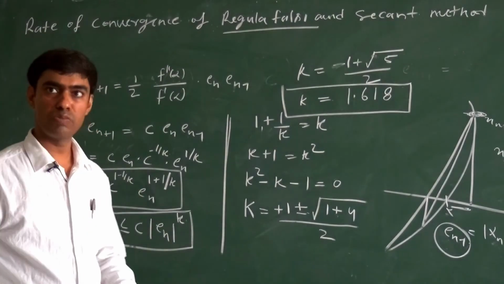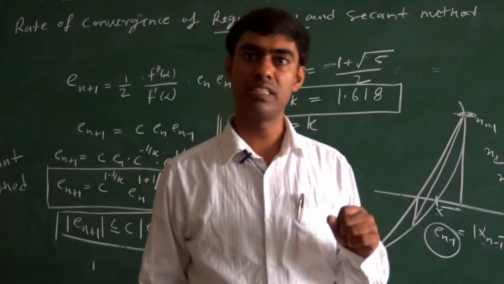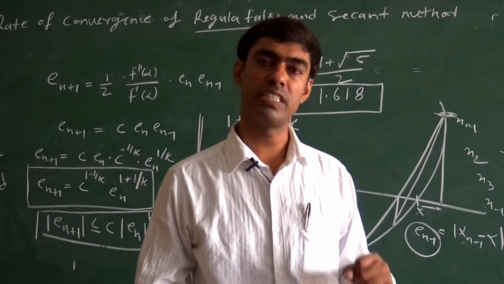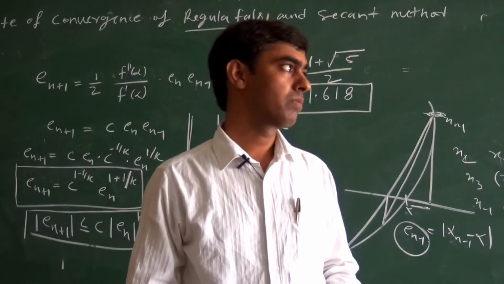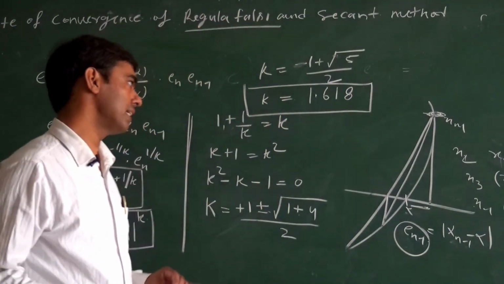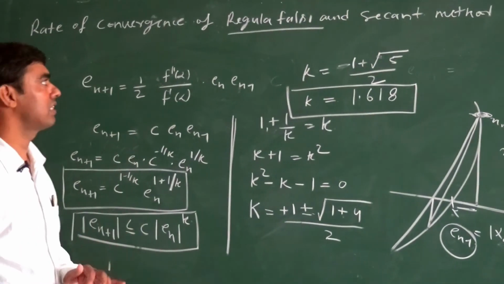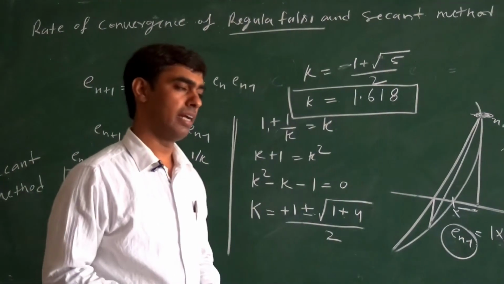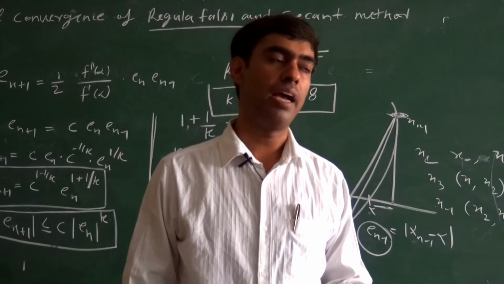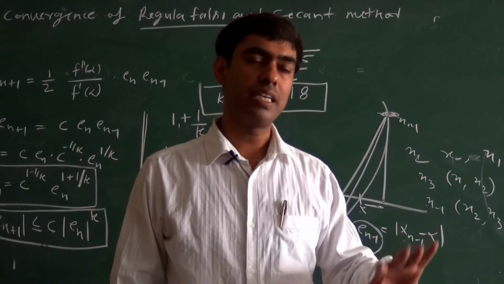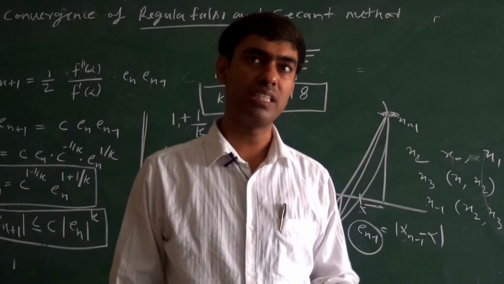And what is the rate of convergence of the Regula Falsi method? The rate of convergence of the Regula Falsi method is 1, and the rate of convergence of the secant method is 1.618. So it is very clear. Why do we derive them concurrently? One is a bracketing method and one is an iterative method.